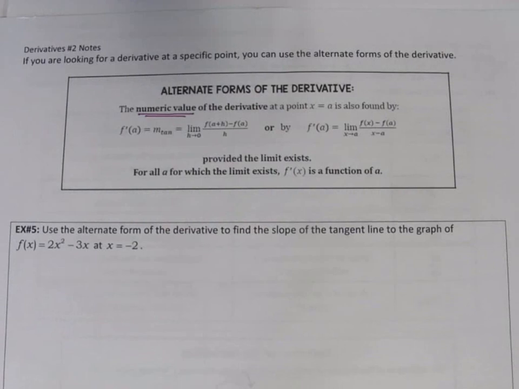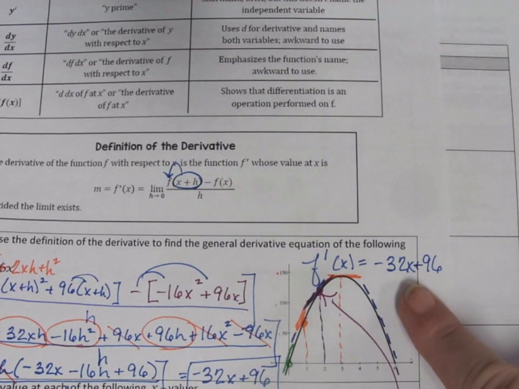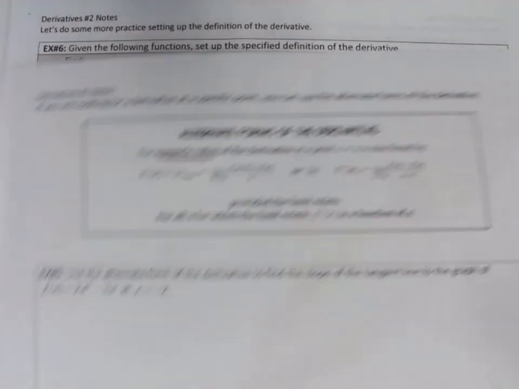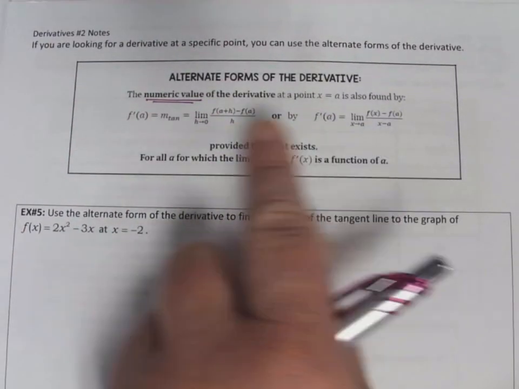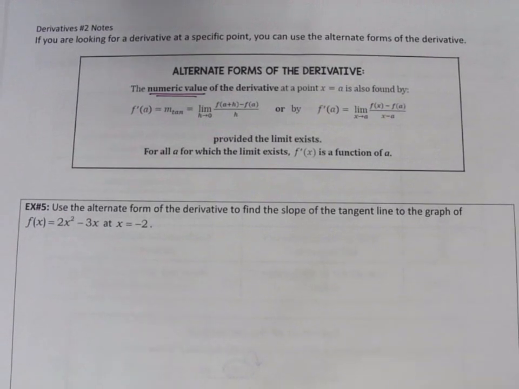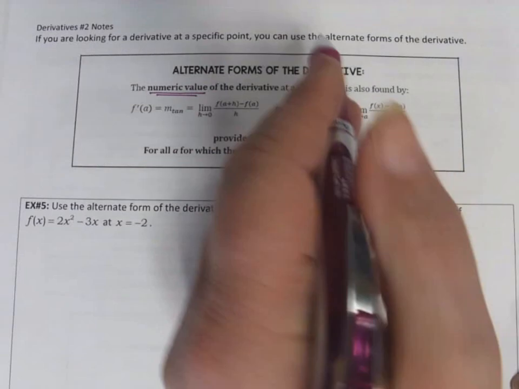So whereas before we got, where was it? Before we got, here we go, an equation for the derivative, and we could just plug x values in. If we use this derivative, we're going to get a number, and it's going to be specific to the x value that we used to begin with. Okay, so let's use this one.